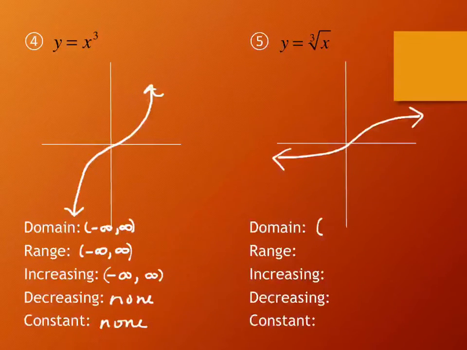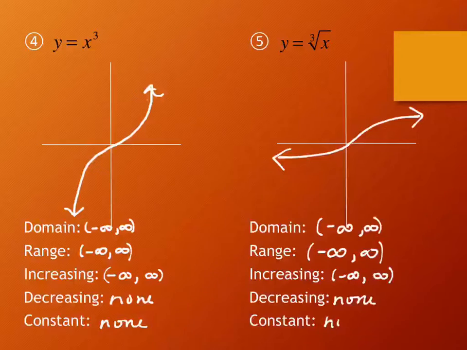However, what's the domain? Yep, the same thing. And the range? Same thing. And what can you tell me about increasing, decreasing, constant for this graph? Also the same. It's actually the same too, isn't it? It's increasing everywhere as well. It looks different, but it's still increasing everywhere. And it's not decreasing, and it's not constant.